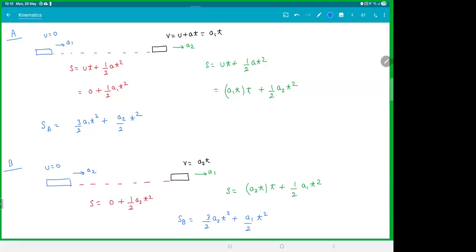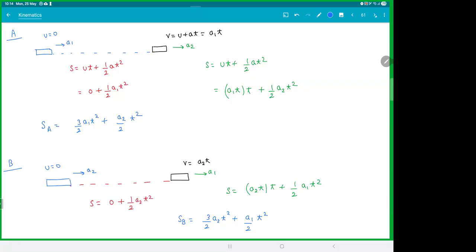Is this page clear, everyone? So the most common mistake here is people think the speed is 0 in the second part of the motion. Initially your u was 0, but for the second part of the motion, there is some initial speed. Any doubts on this?